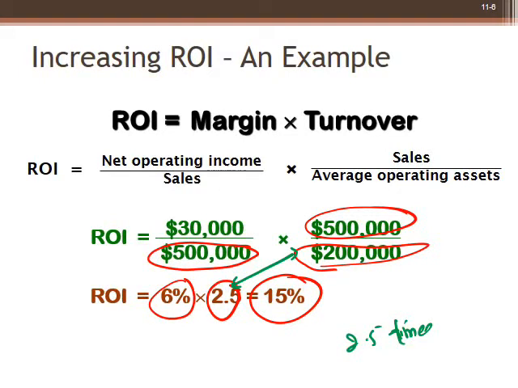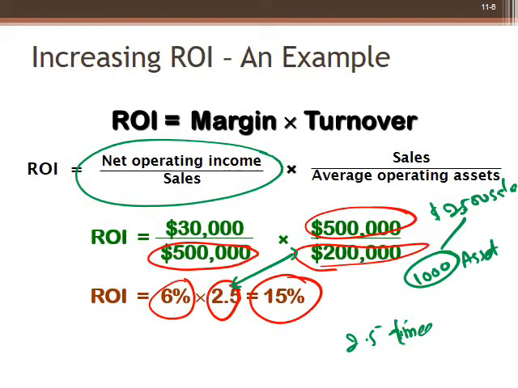Right? What does it mean? It means if I have assets of 1,000, I will use this asset to generate 2,500 amount of sales dollars, right? And what does this net operating income divided by sales mean? It means among this 500,000, 30,000 is the profit, which means 6% belongs to my profit. And when we multiply this, it means that the manager or this department or investment center is utilizing assets to generate net operating income. How much? 15%.